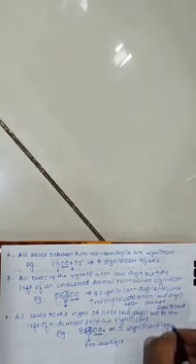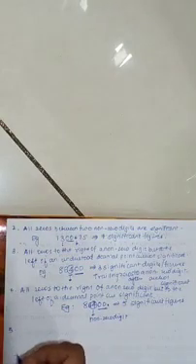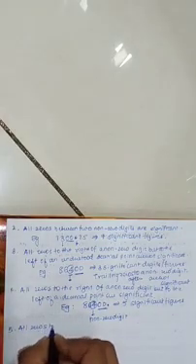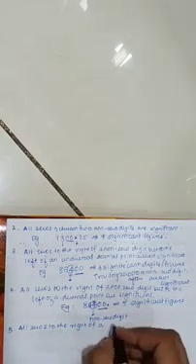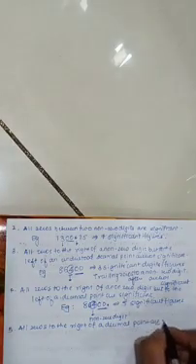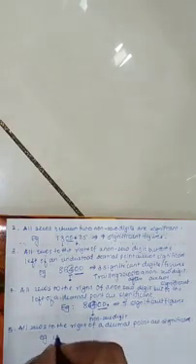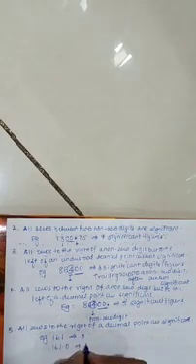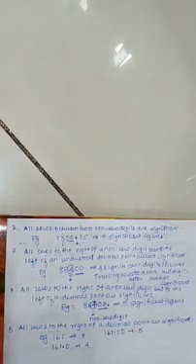Hope it is cleared. Moving ahead to the next rule, rule number 5: all zeros to the right of a decimal point are significant. Example, I can give you 161. How many significant digits? 3 significant. Yes. 161.0, with decimal 0, significant 4. 161.00, 5. Till this clear?